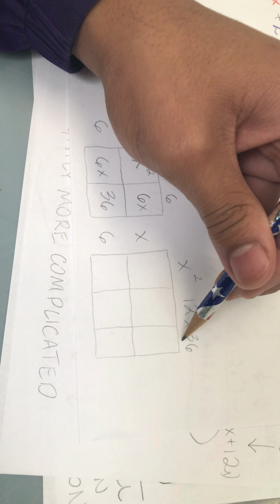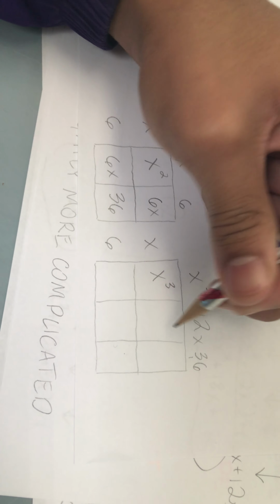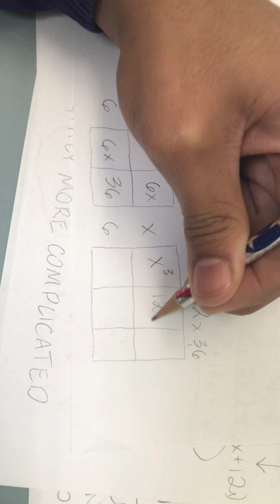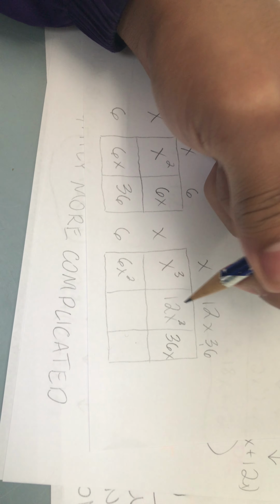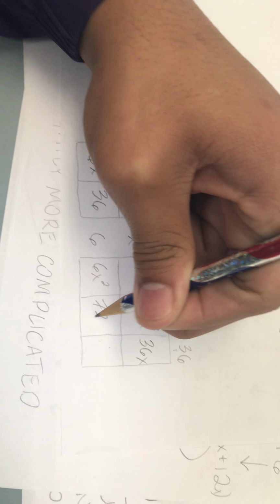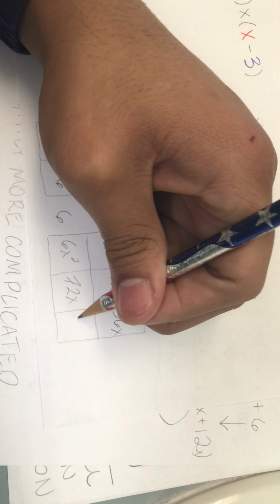Now it's going to be a lot of big math in this last box right here, but let's just keep going. X cubed right here, 12x squared, 36x. This is 6x squared. This is 60 plus 12, that's 72x. And this last one, that is 180 plus 36, that's 216.